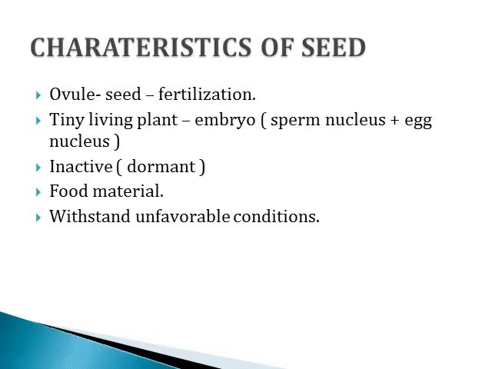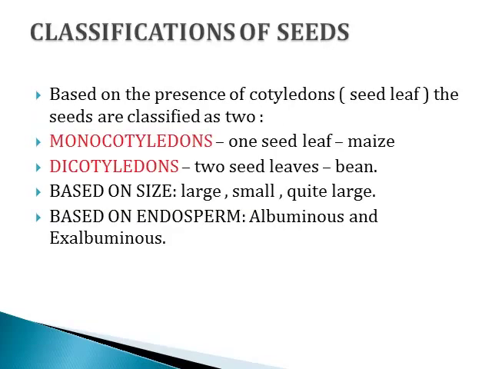So a seed is a fertilized ovule, a tiny living plant that contains the embryo, the formation of a sperm nucleus plus egg nucleus, and it remains inactive until it is exposed to favorable conditions. It also acts as a food material for nourishment during the germination process, and it can withstand unfavorable conditions. Next is classification of seeds.